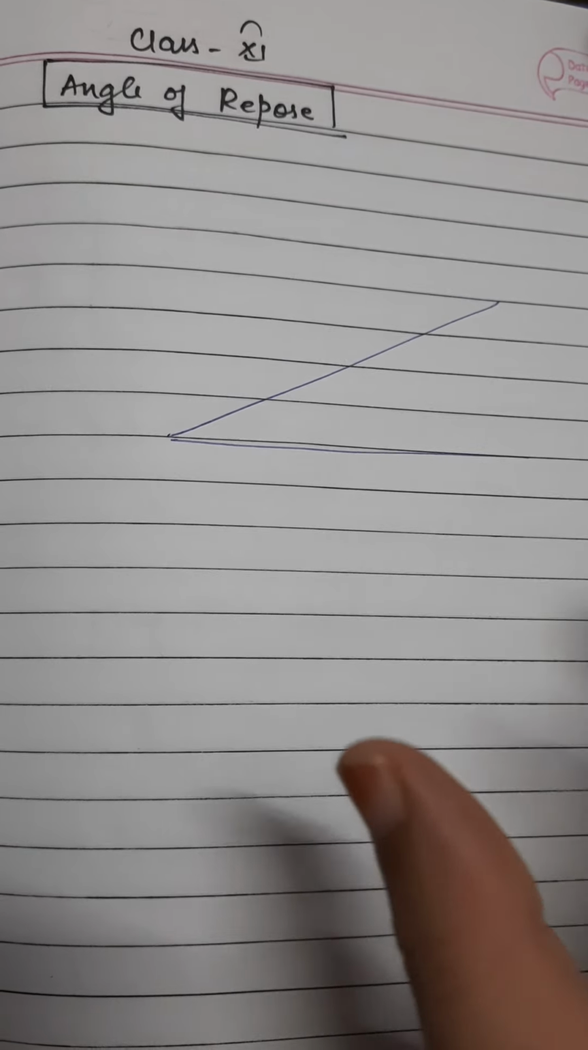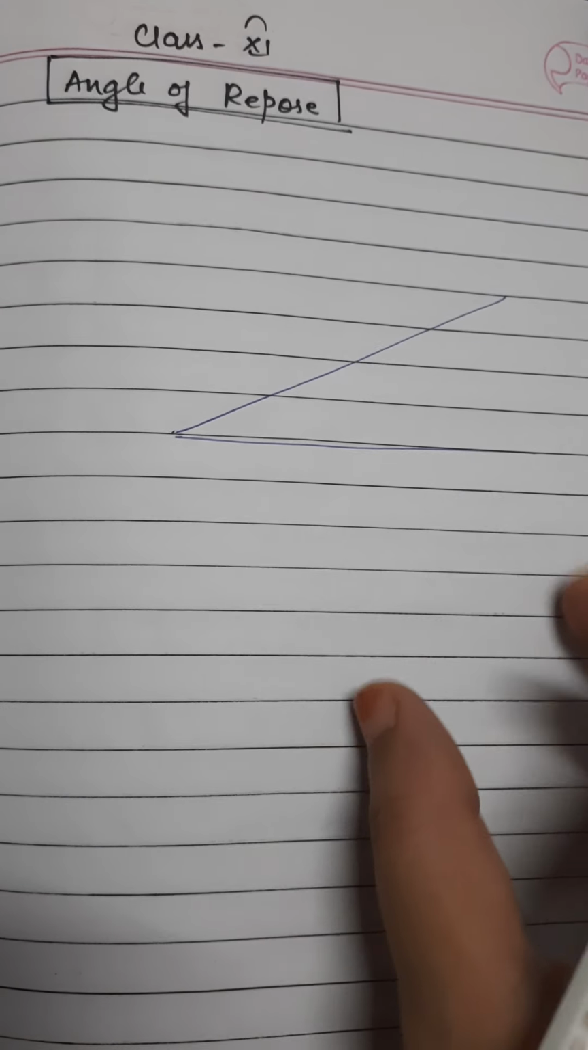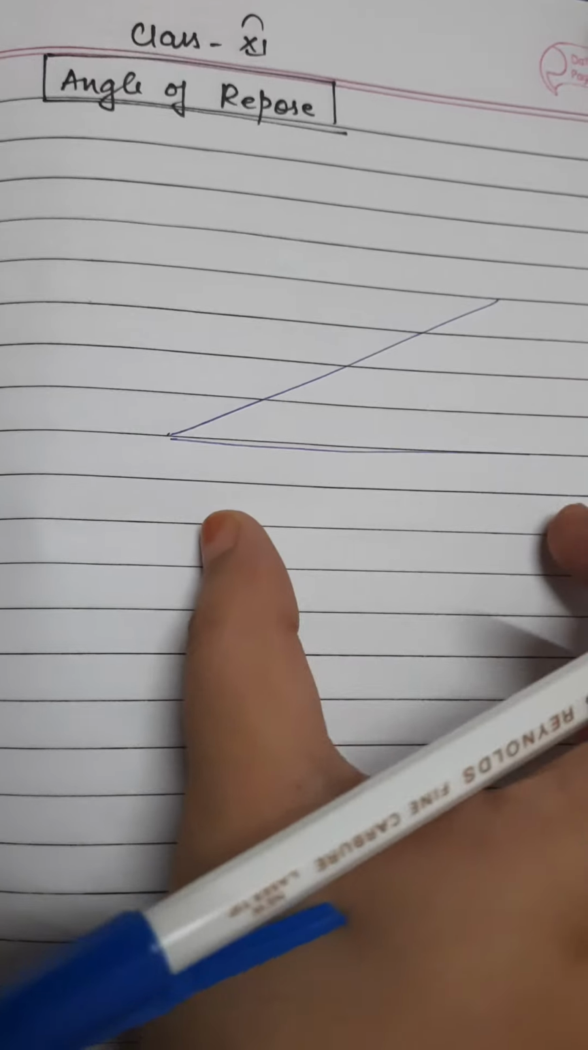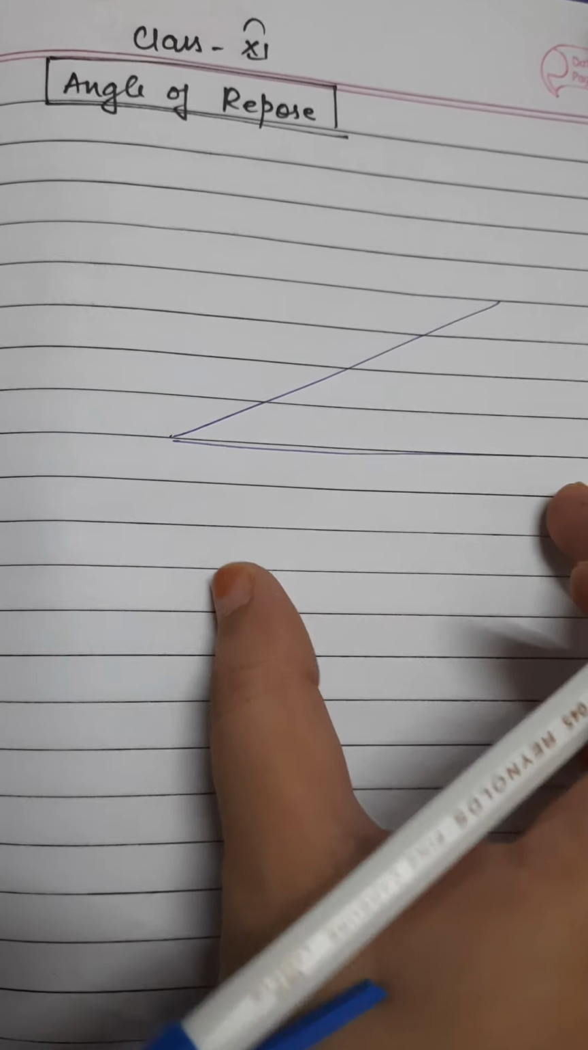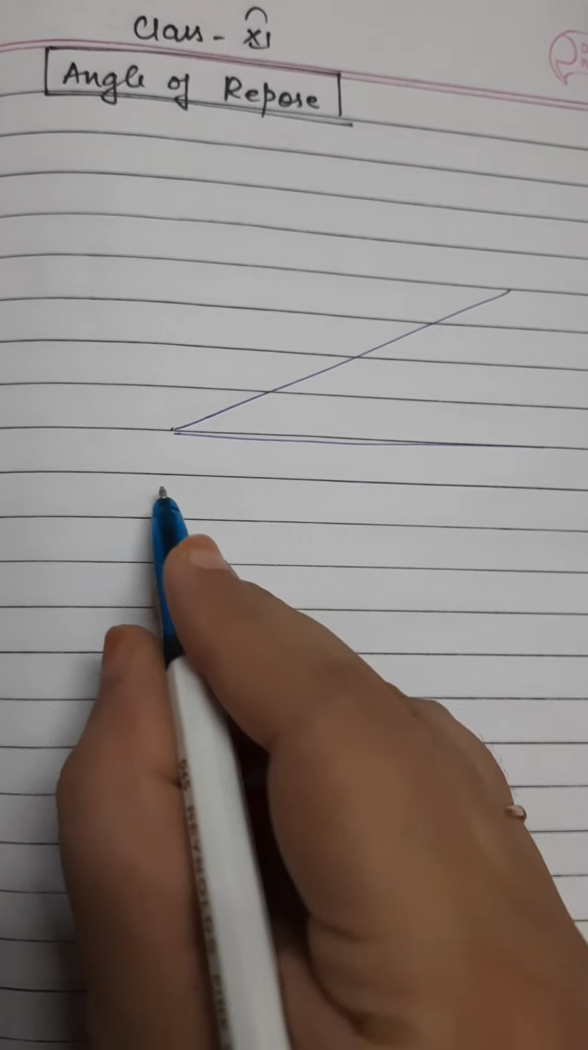This is the video for class 11th, and the topic which we are going to deal with today is angle of repose, or also called angle of sliding. What do you mean by angle of repose or angle of sliding? It is defined as the minimum angle of inclination of a plane. Suppose if it is a plane, it is the minimum angle of inclination with the horizontal.